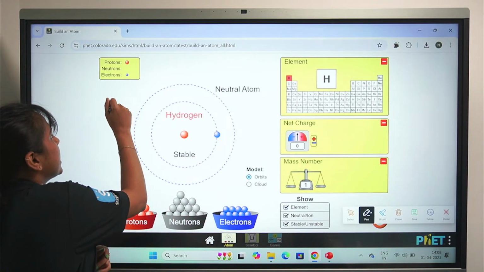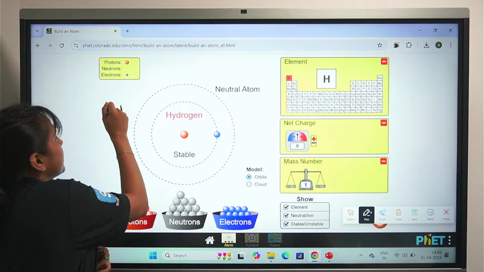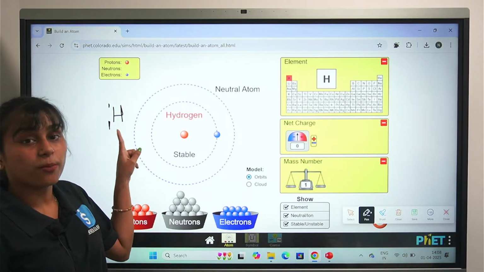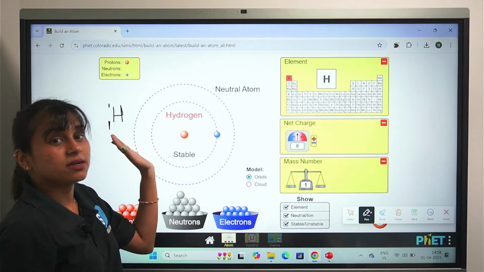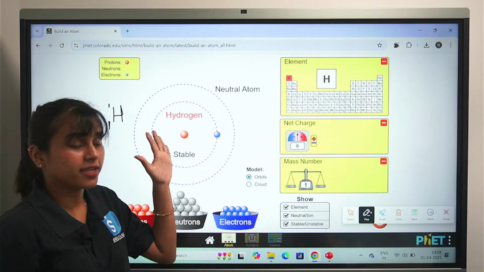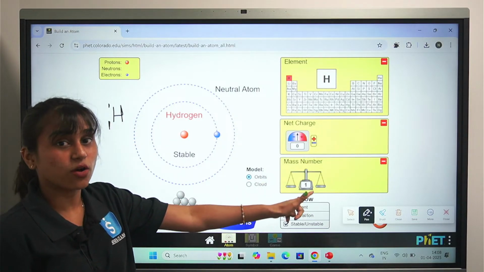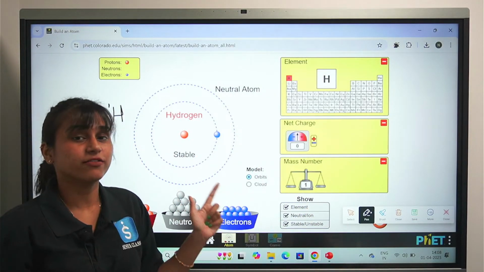So how will I write the hydrogen atom? I will write it like this. The atomic number is 1 and the mass number is also 1. You can see the mass number is also 1 because it does not have a neutron.